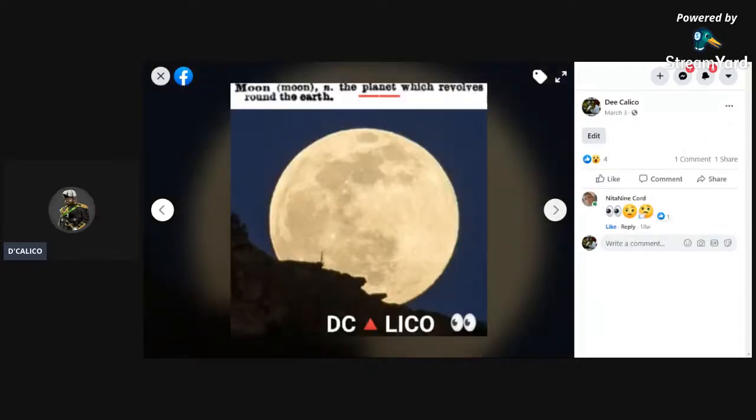Moon, the planet which revolves around Earth. Did you see I had to underline that? This is straight out of dictionaries, older ones, of course. But the moon is the planet which revolves around the Earth.